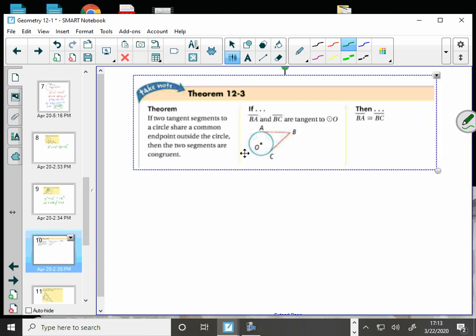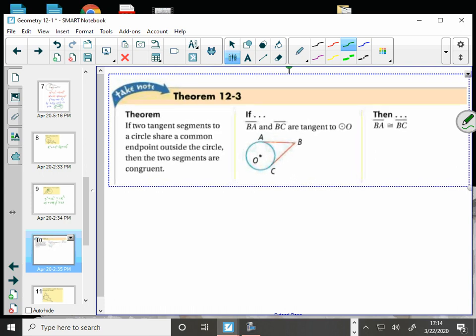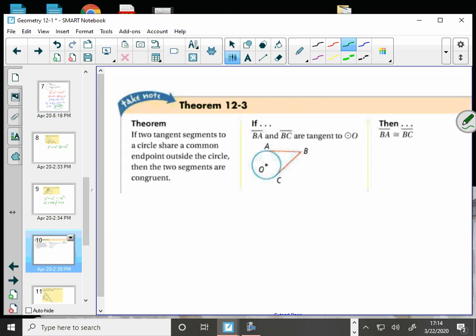Here's another fact about tangents. If two tangent segments to a circle share a common endpoint outside the circle, then the two segments are congruent. So in this circle, both of these come from B. AB and CB are both tangent, and since they share that common endpoint, these two segments are congruent.